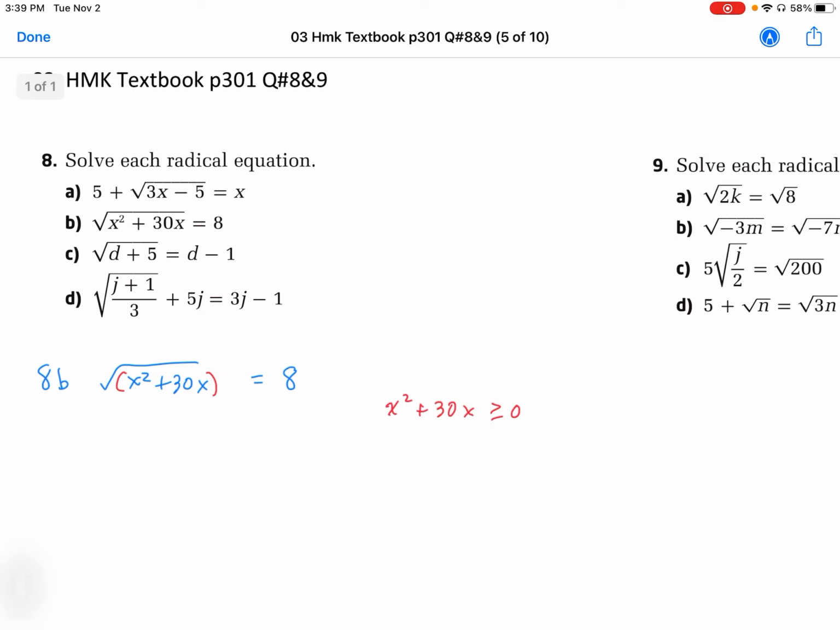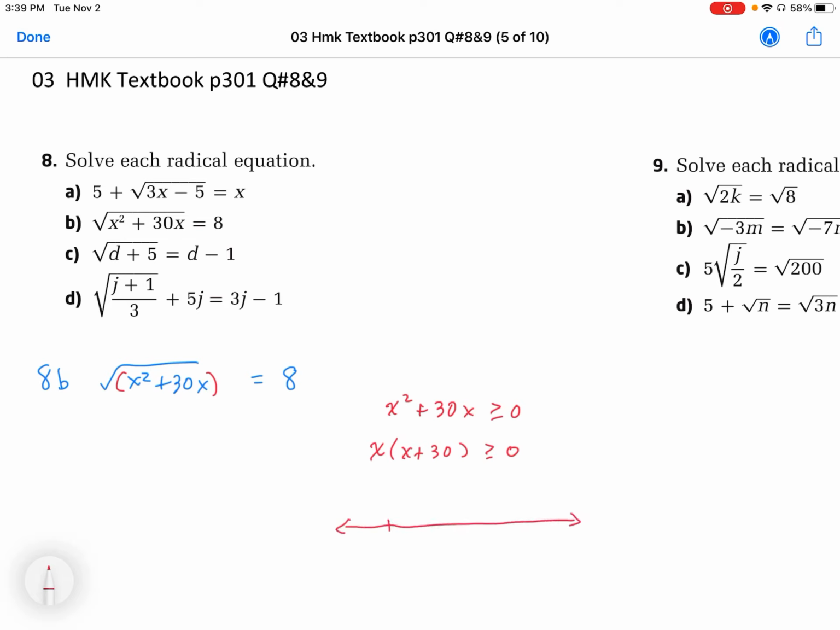Now, the reason why this is a little bit more difficult is because it is now a quadratic. So we're going to have two boundary points, and we have to figure out which sides of this are going to be restrictions. There are a few different ways we can do this. First of all, I should factor to find my zeros so I can figure out my boundary points. So I know that my zeros are going to be at 0 and negative 30. Now, to figure out which parts are going to be bigger than 0, we can test by plugging in. So we can draw a number line.